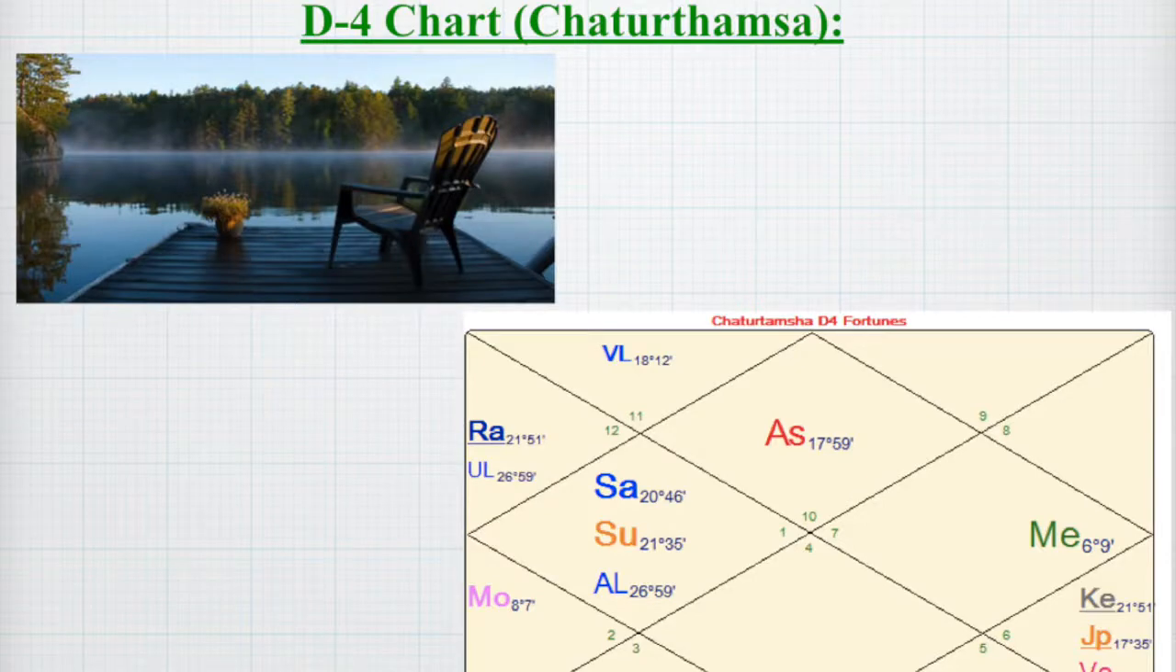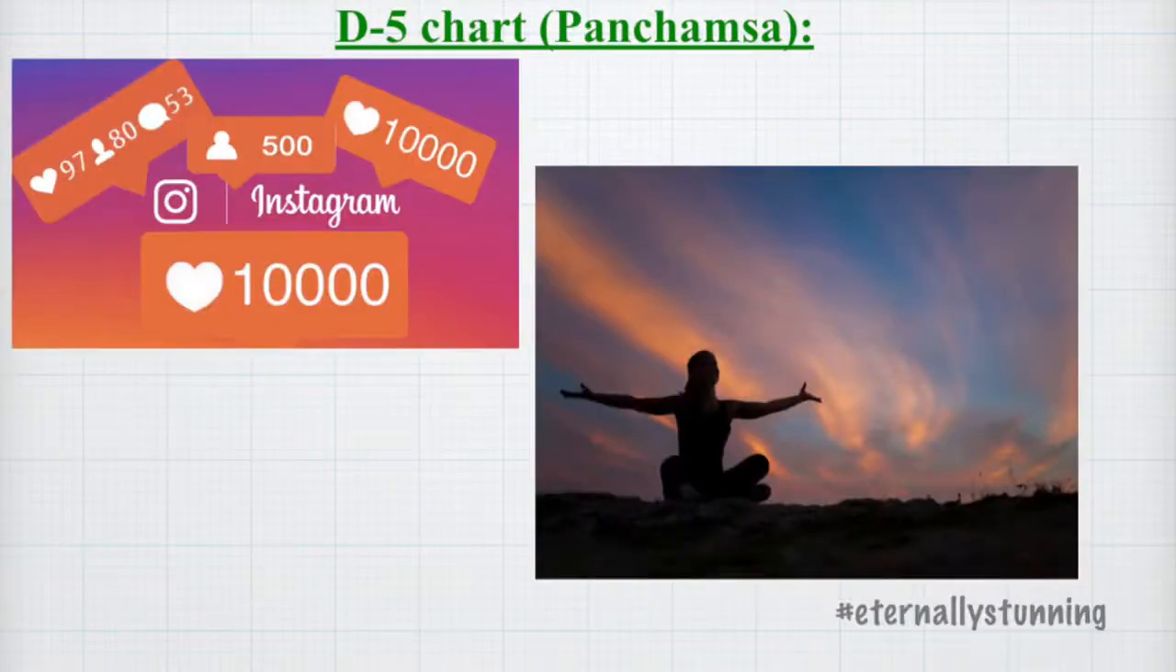So it shows about the properties and inheritance as well. And again, Mars is a significator of this, so the position of Mars becomes important in this chart. Coming on to the D5 chart, which is known as Panchamsha. D5 chart deals with spirituality and fame. If a lot of benefic planets are placed in your ninth house in the D5 chart, then the person is definitely going to be famous.